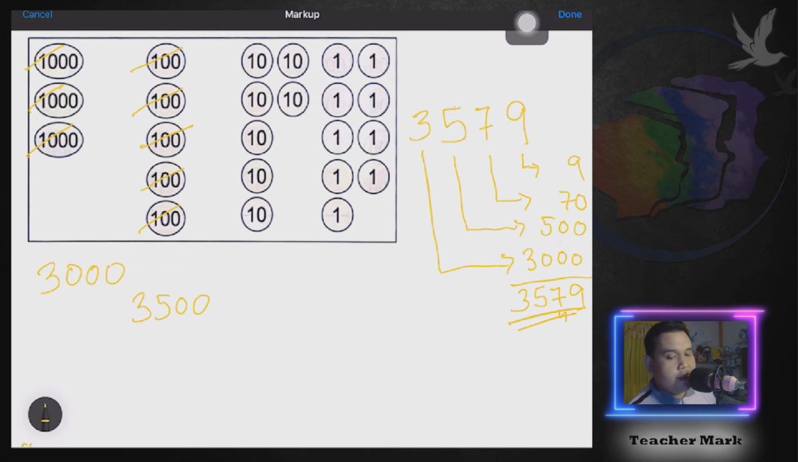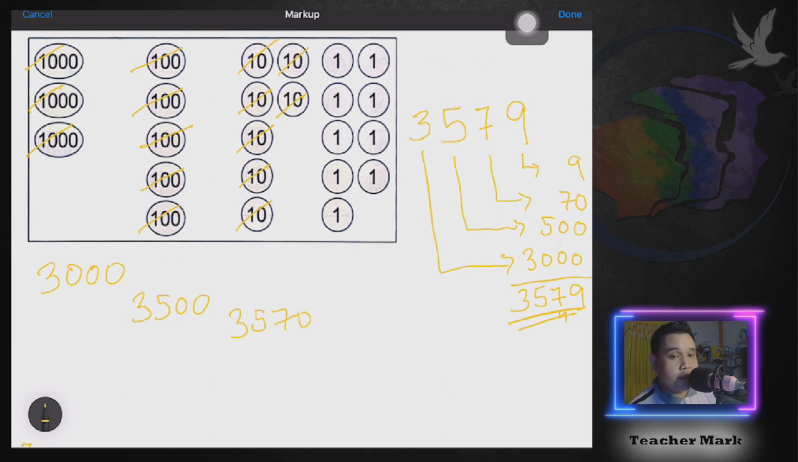So let's continue to skip count using the next place value, which in this case is the tens. So we should just skip count by 10. But we should also include the value of 3,500. So that's 3,510, 3,520, 3,530, 3,540, 3,550, 3,560, 3,570. So write it down. We now have 3,570.